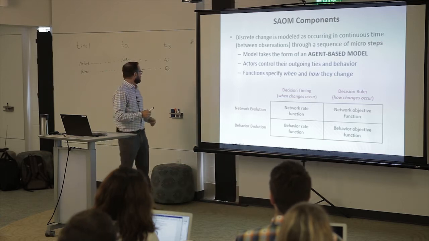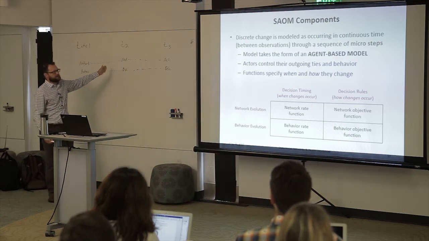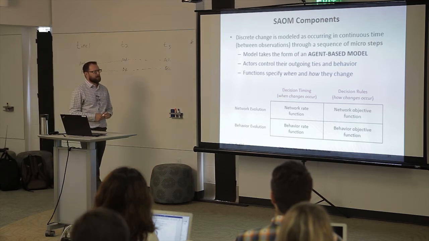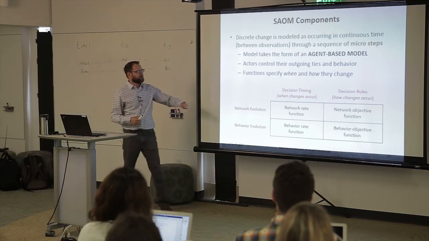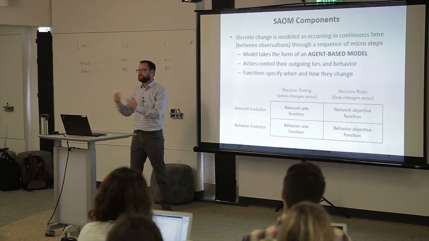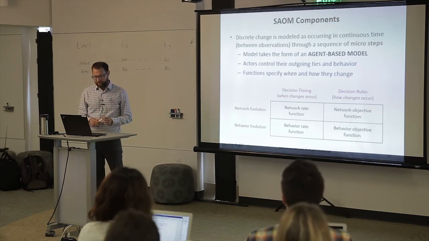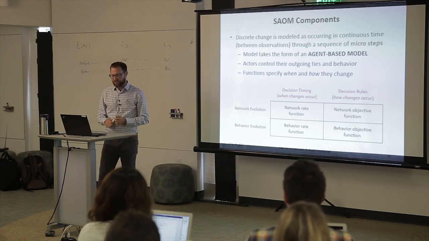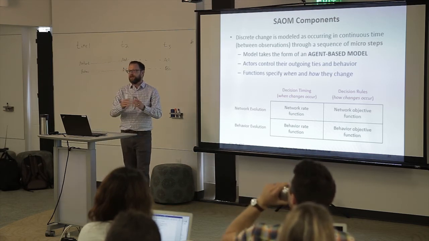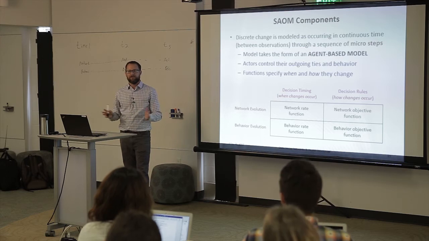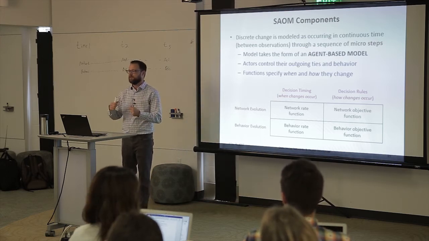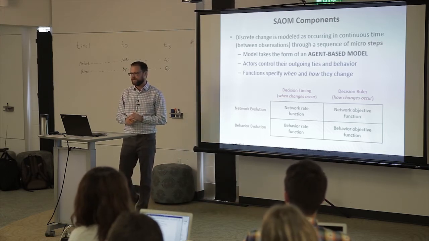Actors, step by step, will go through and make those kinds of changes. We call each of these little steps a microstep. And we make the assumption that actors are in full control of their ties and their behavior. Those changes occur based specifically on their outlook on the network, their own behavior, and their friends' behavior that they see. That's it.